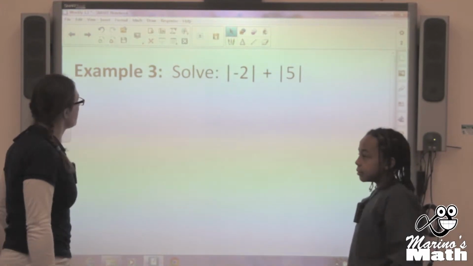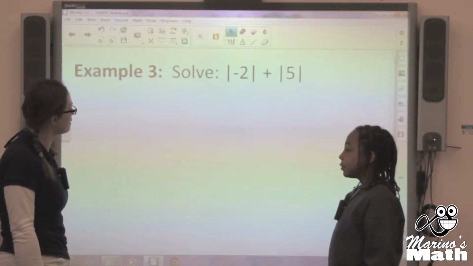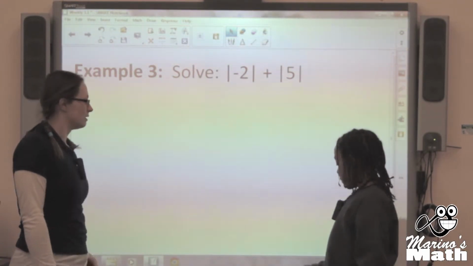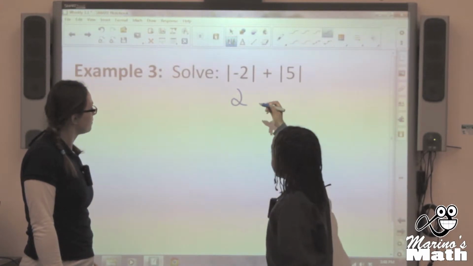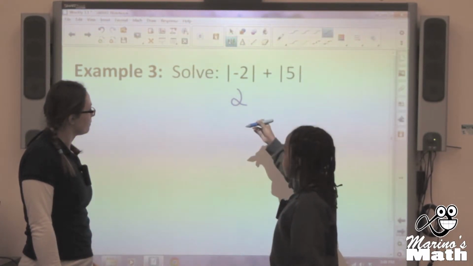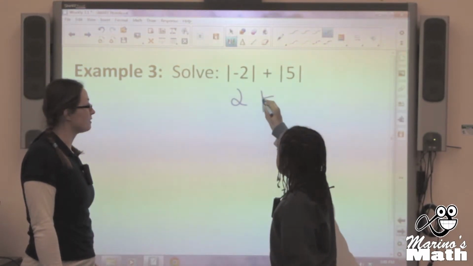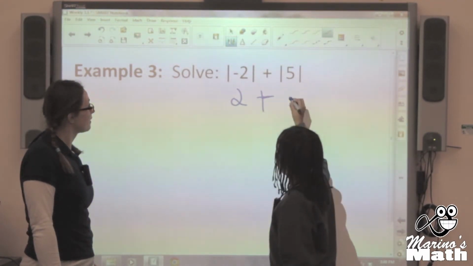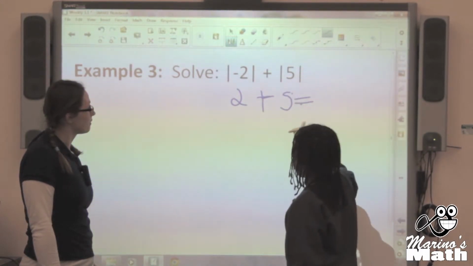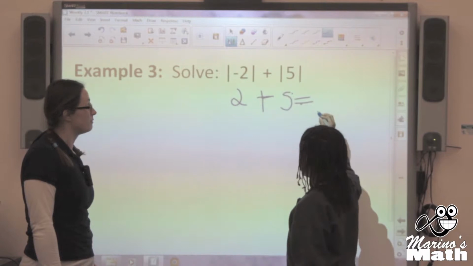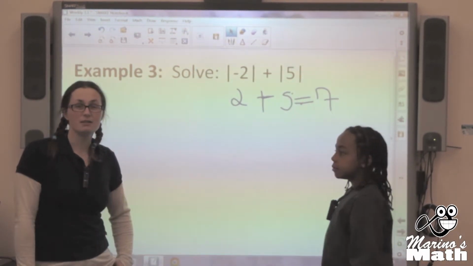And here we have example 3. It says solve the absolute value of -2 plus the absolute value of 5. Well, what I was going to do is make the 2 a positive 2 from the negative because it's the absolute value. An absolute value is always positive. And I keep the 5 because it's not a negative, and it equals 7. Absolute value seems really easy.